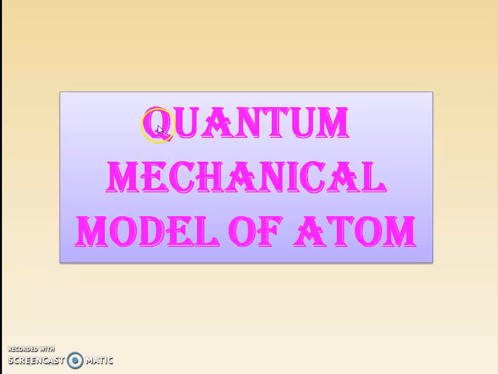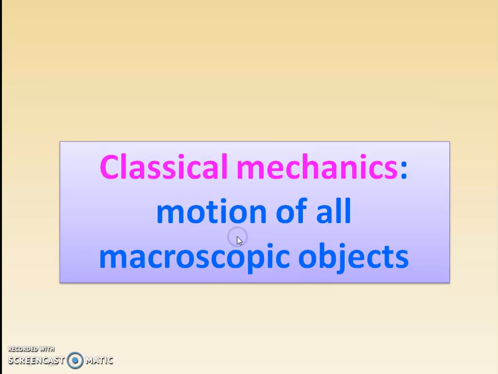In today's video, we are going to learn about the quantum mechanical model of the atom. Classical mechanics studies the motion of all macroscopic objects like a falling stone or orbiting planets. So all these objects were studied in classical mechanics. But such particles, those having particle-like behavior, we have already studied in our previous section.